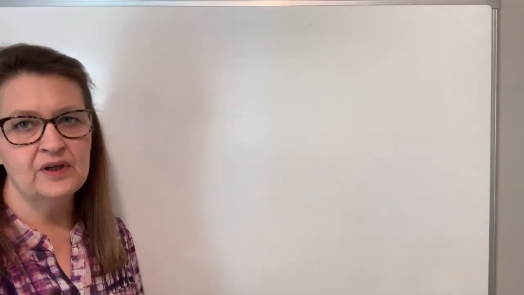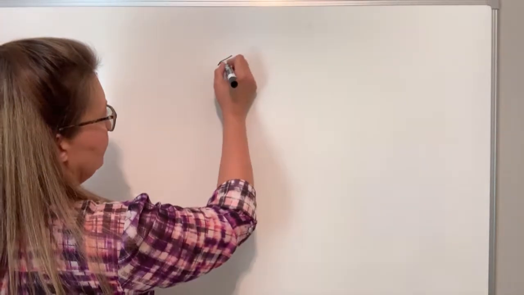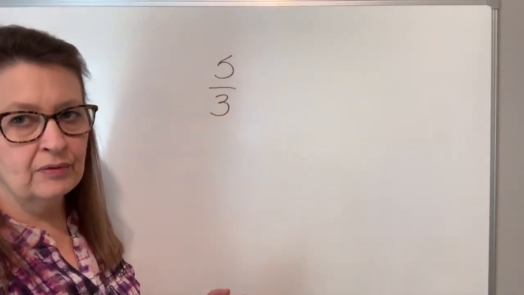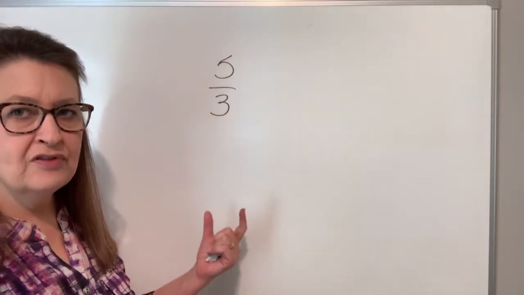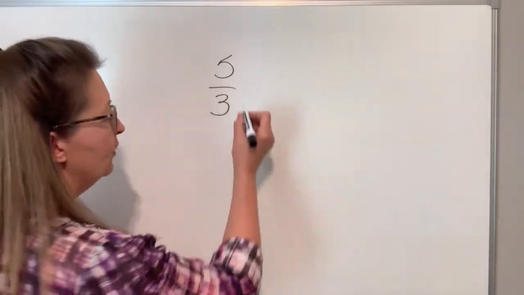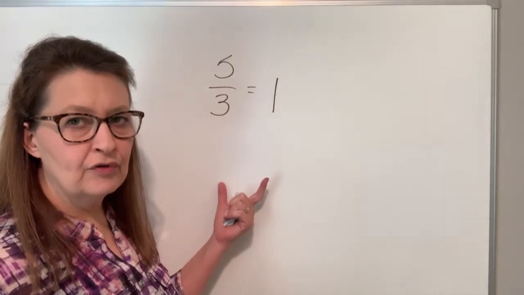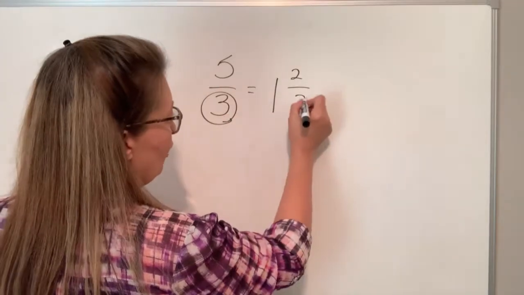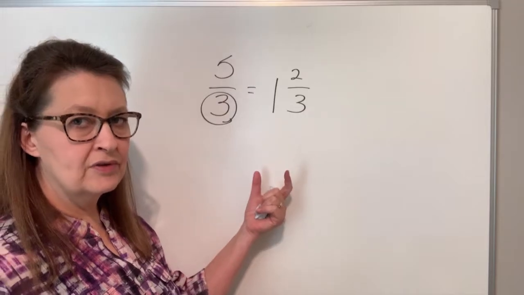Okay, now dealing with improper fractions and mixed numbers. Let's go back to the 5/3 that we used a minute ago. Like I said, this is improper. It is in lowest terms, but it is improper. If I want to change this to a mixed number, ask yourself, how many times will 3 go into 5? Well, it'll go in there 1 time, right? Then how many are left over? Well, 5 minus 3 is 2. And your denominator always stays the same. So the mixed number form of this is 1 2/3.